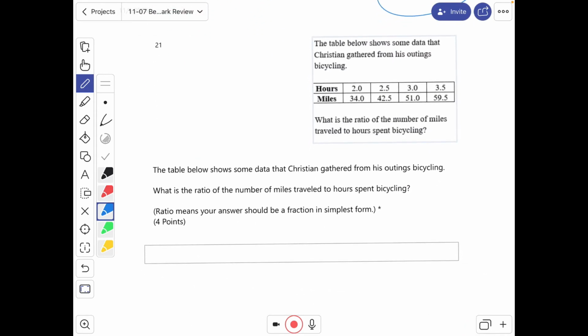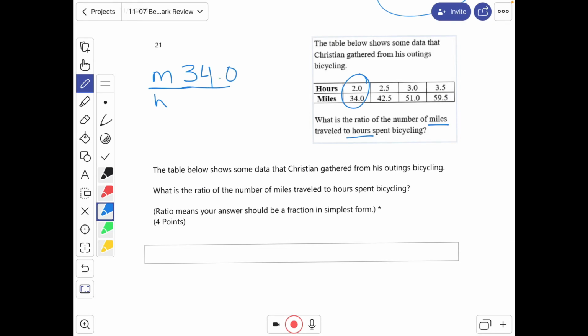21. The table below shows some data that Christian gathered from his outing bicycling. What is the ratio of the number of miles traveled to hours spent bicycling? Ratio means a fraction, the simplest form. It says miles, so miles goes on top, then hours.